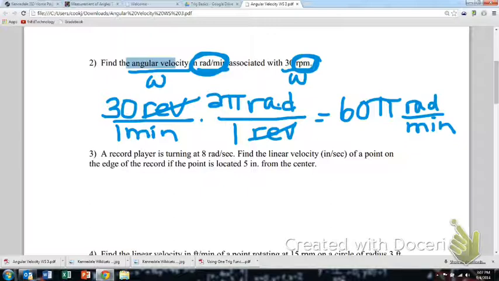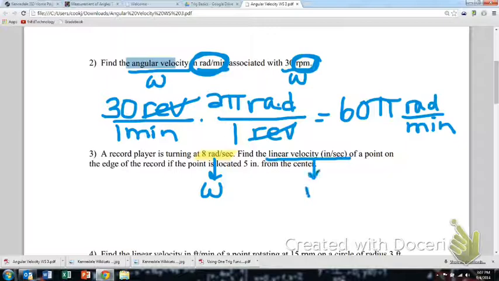Okay, let's look at the next one. A record player is turning at 8 radians per second. You've got radians, which is an angle measurement, and seconds, which is a time measurement. So 8 radians per second, that's omega. Find the linear velocity in inches per second.